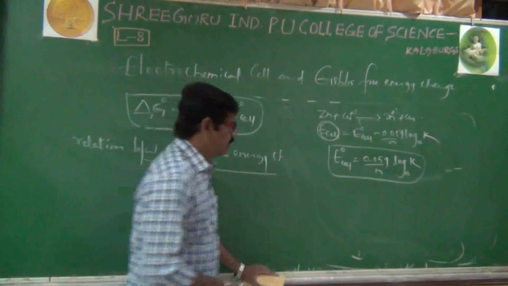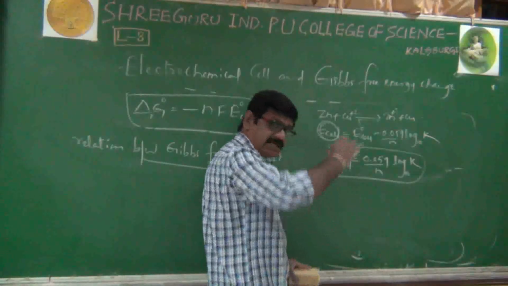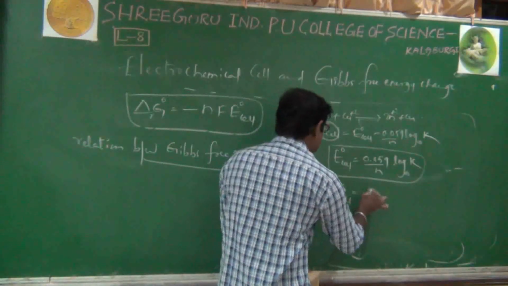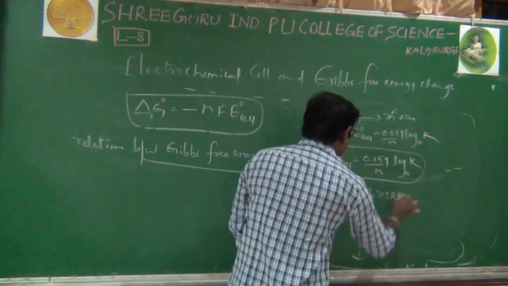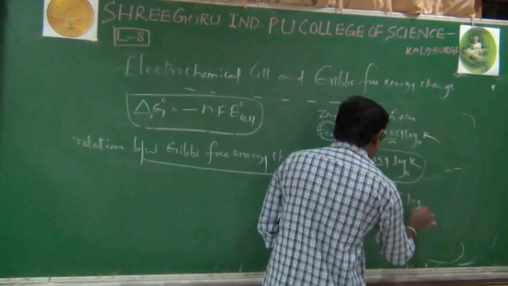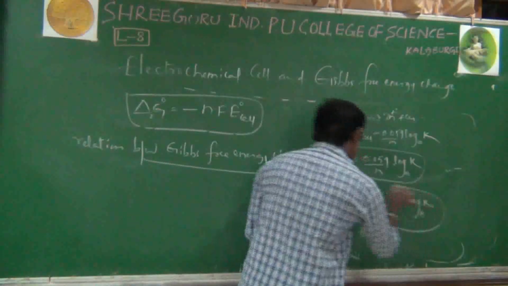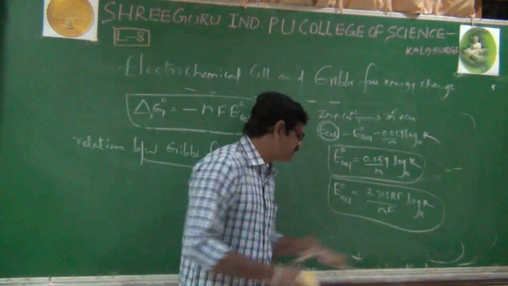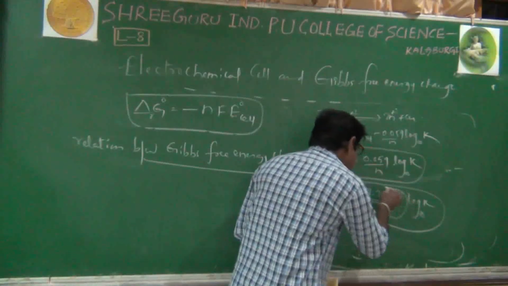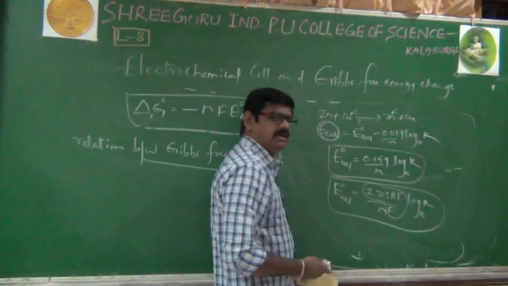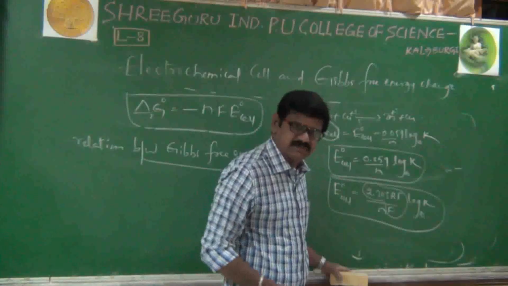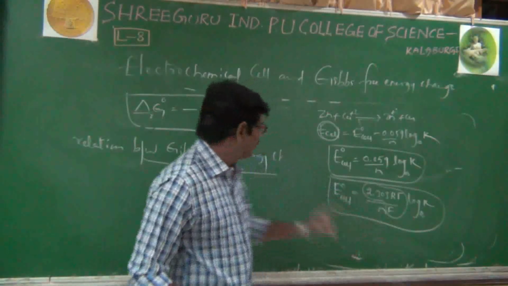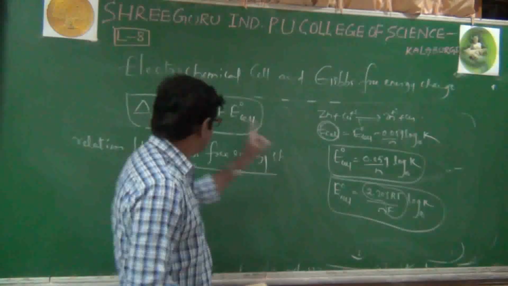Here we will do one thing then. The 0.059, its value before substitution is like this: E naught cell is equal to 2.303 RT by nF log base 10 K. Here 2.303 RT by F, if you substitute the appropriate values, you will get this 0.059. Before substitution, this is the formula. Now this formula I'll use here.